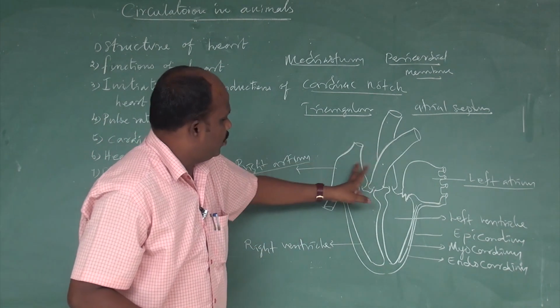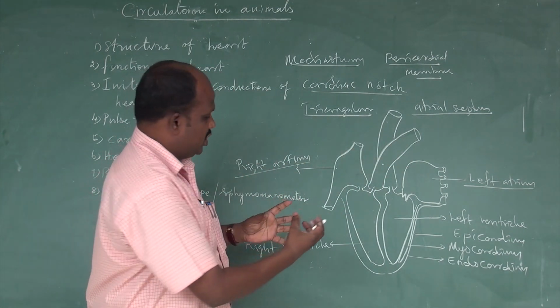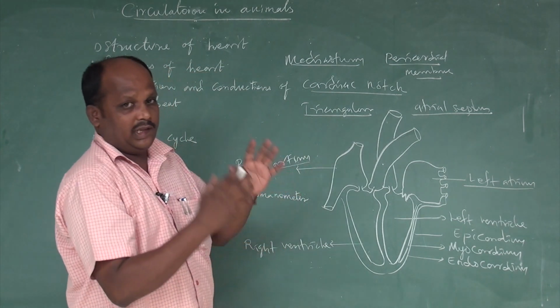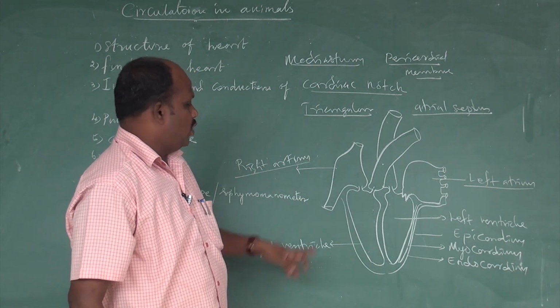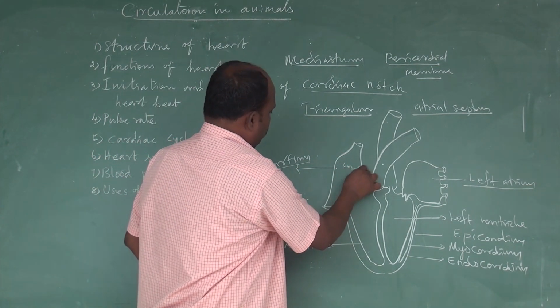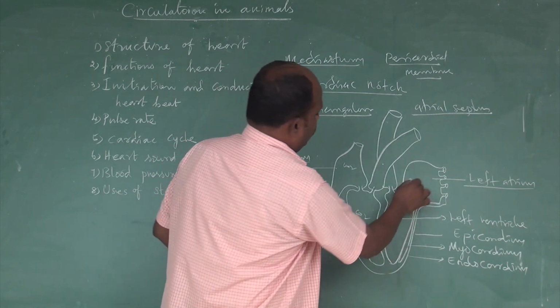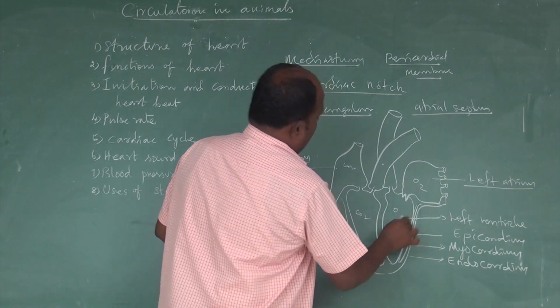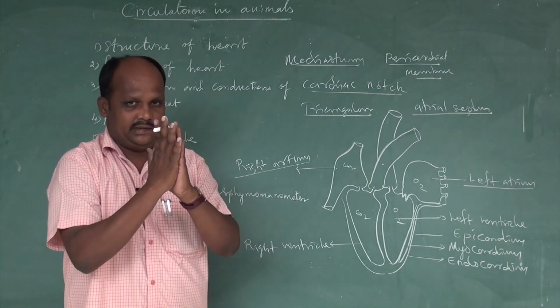Why are they divided into two parts? Because the upper two chambers receive the blood and the lower two chambers pump the blood, so the blood should not mix. The right side chambers receive CO2 blood, which contains carbon dioxide. The left side chambers contain O2 blood, which means oxygen blood. The two bloods should not mix.